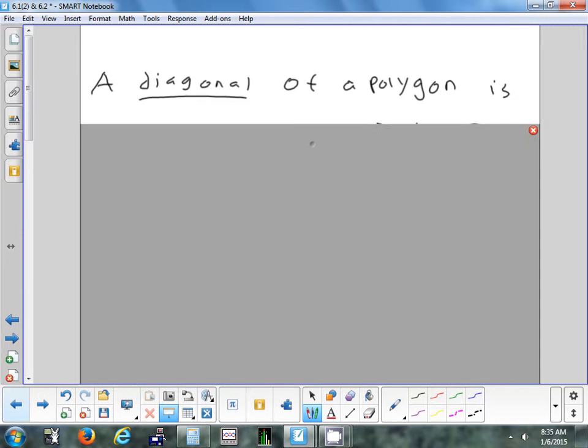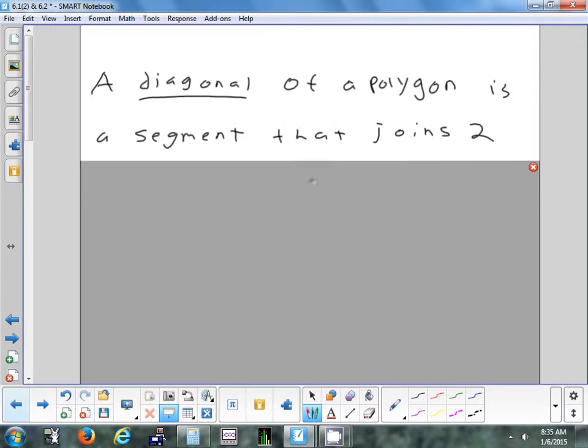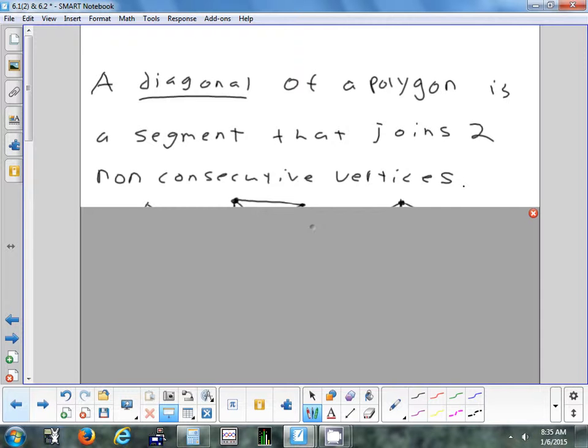Okay, so we'll finish up this page, then I'll put up the homework for this section, and then we'll do section 6 too. Okay, so what is a diagonal? A diagonal is basically a segment that connects two vertices that aren't consecutive.